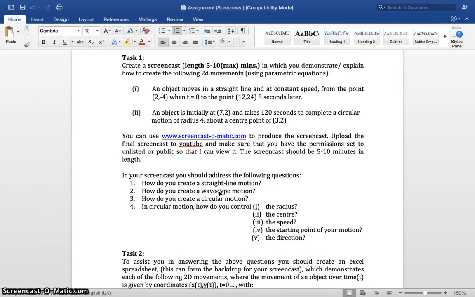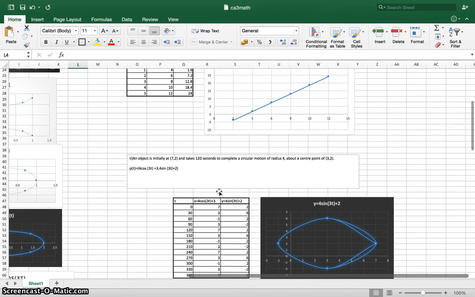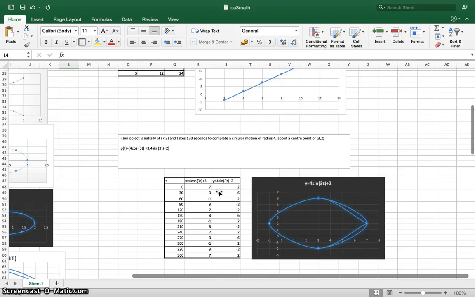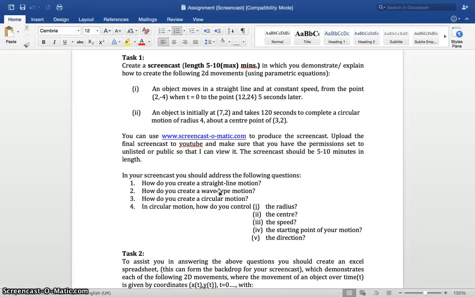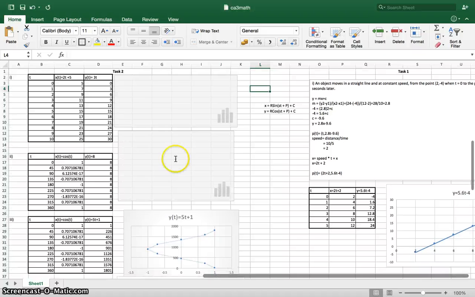While in a circular motion, it usually consists of cos and sin. Cos represents the x value and sin represents the y value. So we can see how they create a straight line motion. We can explain more from this graph.